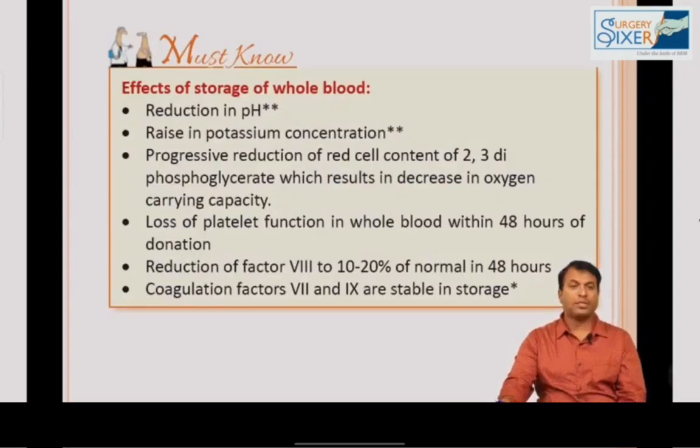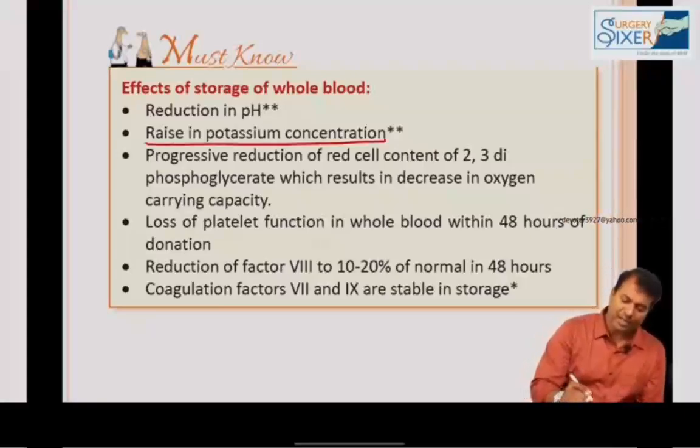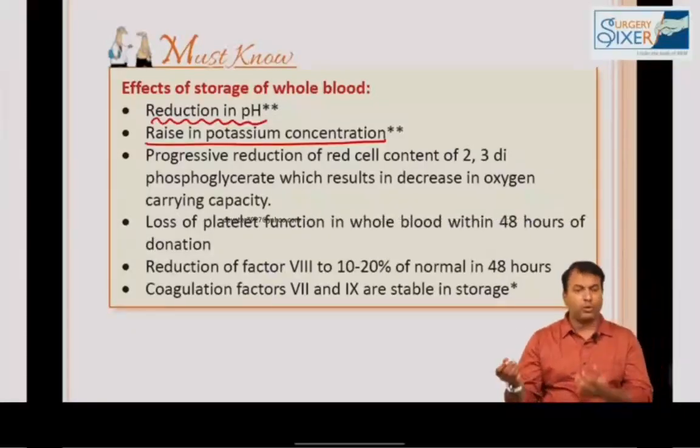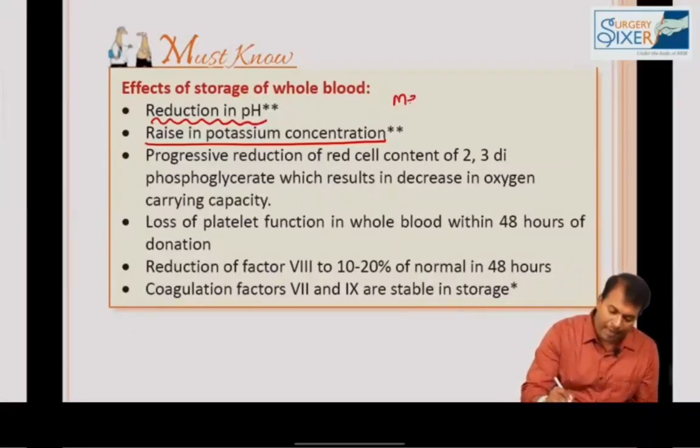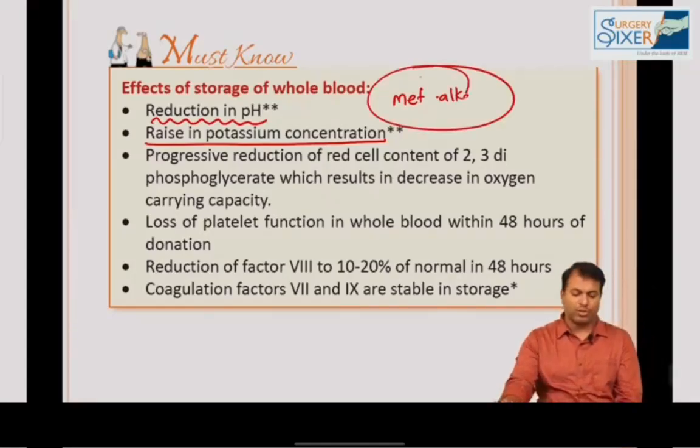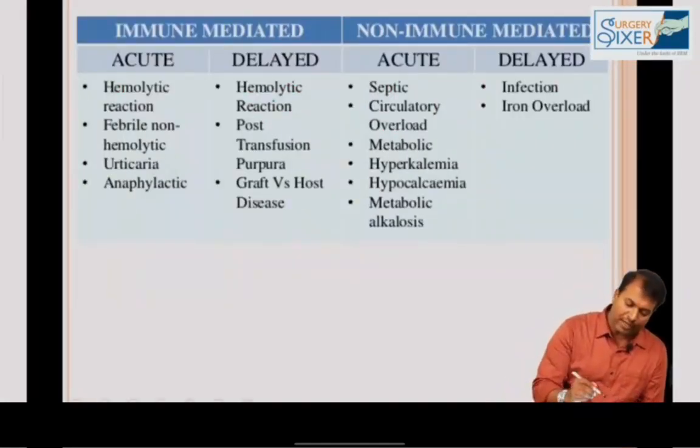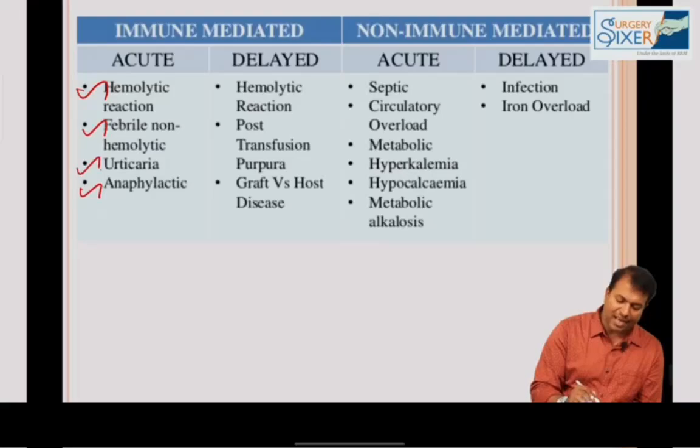So what happens in storage of blood? I already told you there is a rise in potassium concentration, and there is a reduction of pH in the stored blood. But once you transfuse, the patients will develop metabolic alkalosis. So what are the reactions seen: acute hemolytic reaction, febrile non-hemolytic reaction, anaphylaxis, urticaria, or acute immune-mediated reaction?